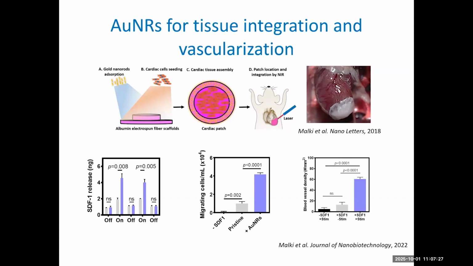We can also use gold nanorods as antennas with electroactive polymers to have a better release of growth factors. In this case, it was SDF1, stromal cell-derived factor 1, which attracts stem cells and then allows them to build blood vessels.